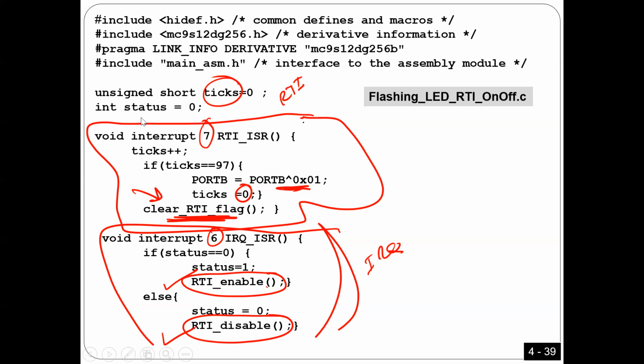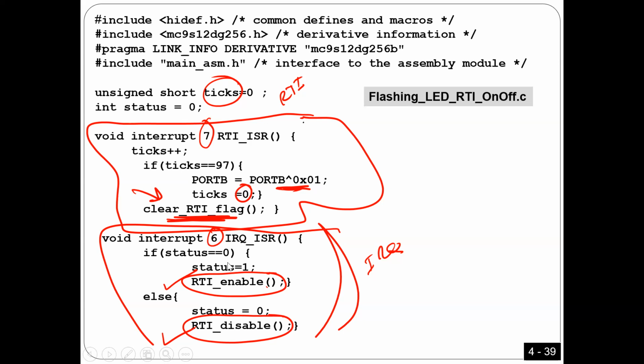So what I did here, I used a variable. This one, I call it status. You can call it any name. So if this status is 0, that means it is off. So that's why, as you see here, guys, every time I press the button, I'm gonna come here and check the status. If the status is 0, I'm gonna make it 1, and then I'm going to enable. So 0 means RTI is off, so I'm going to make it on, right?